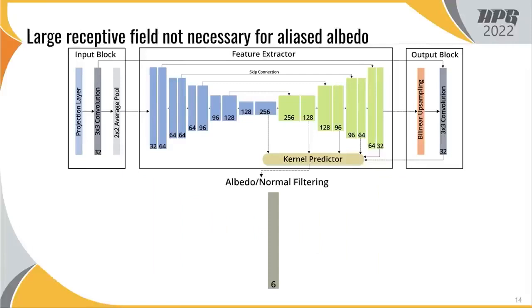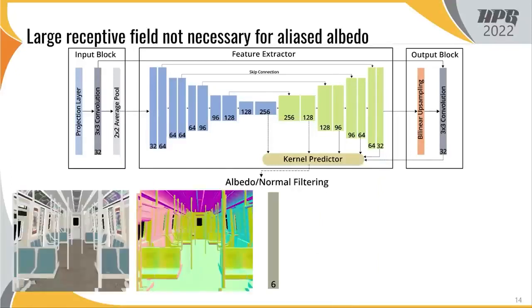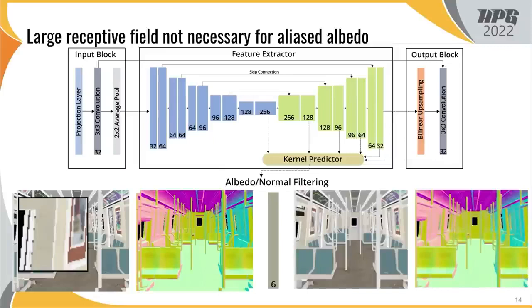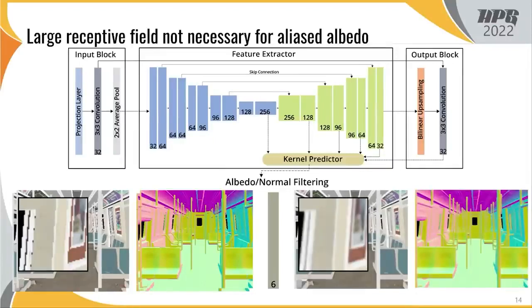For aliased signals, a large receptive field is not required, so we only predict filter weights for native resolution. The input is the albedo containing jagged edges and warped previous result. The output is the supersampled albedo with smoother edges. The supersampled normal is only used as a guide for the feature extractor.